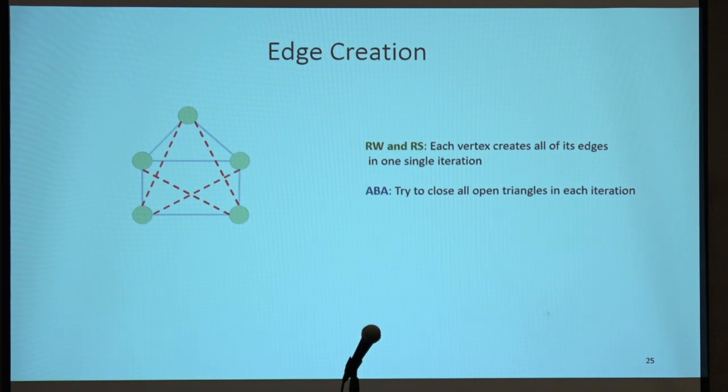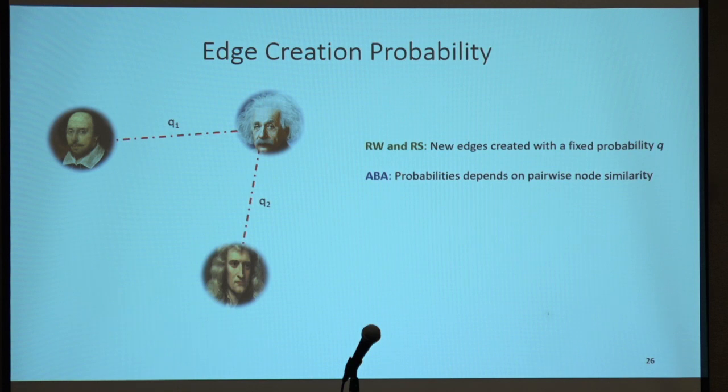So instead, in our model, we try to close all the possible triangles at all the iterations. The most important difference is that random walk and recursive search create their links with a fixed probability. But we are assuming that is not correct. If two nodes are more similar, we should have a higher probability of creating an edge. So here, for example, it will be more likely for Albert Einstein to form a link to Isaac Newton instead of William Shakespeare. At least they are both physicists.